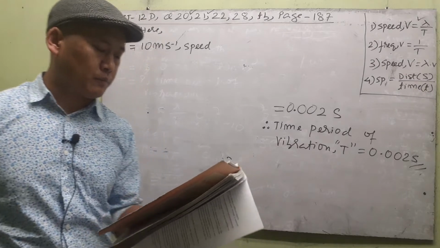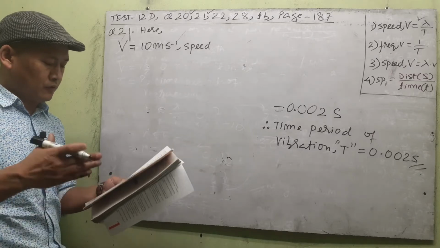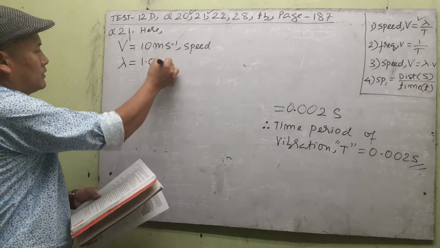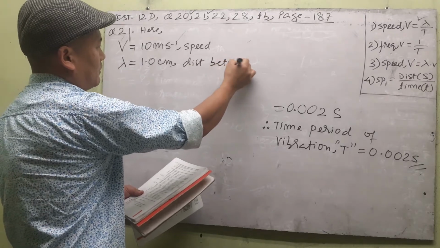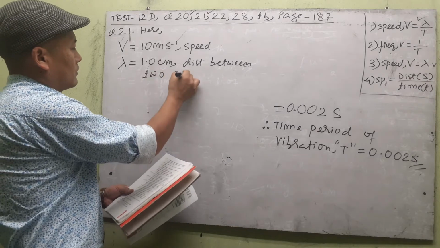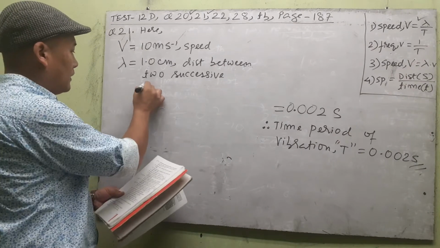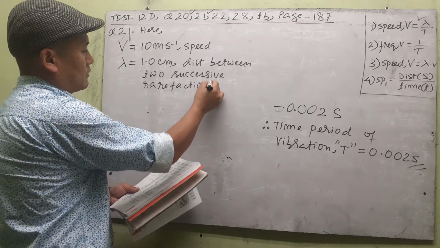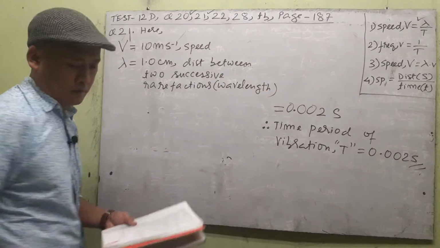In a coiled spring, if the distance between two consecutive rarefactions is simply the wavelength, so lambda is 1 centimeter, the distance between two successive rarefactions, which in other words is simply the wavelength of the longitudinal sound wave involved.